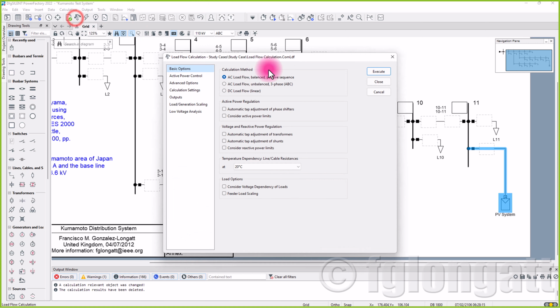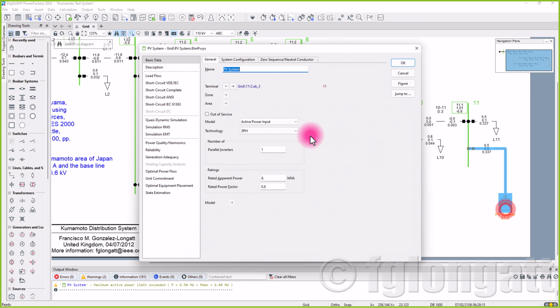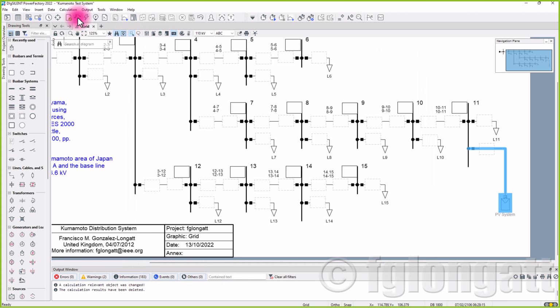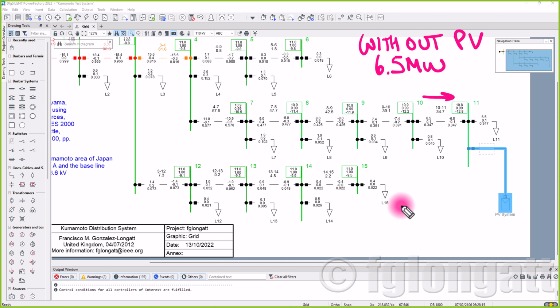And let me clear here. Let me run the simulation. Wow! Look over here, my dear students. Pay attention to this. I will switch off, I will put out of service the PV system. And you can see here that the power, let me put here, without PV. The power that is moving here is 6.5 megawatts. And now let me run here with the PV system producing 6.5 megawatts.